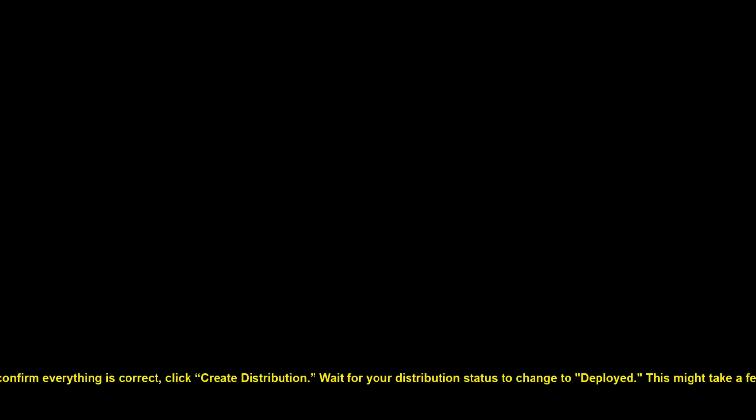Scroll down to the Distribution Settings section. Here, set the alternate domain names if you want to use a custom domain. Add your SSL certificate if you're using HTTPS. Next, review your settings. Once you confirm everything is correct, click Create Distribution. Wait for your distribution status to change to deployed.